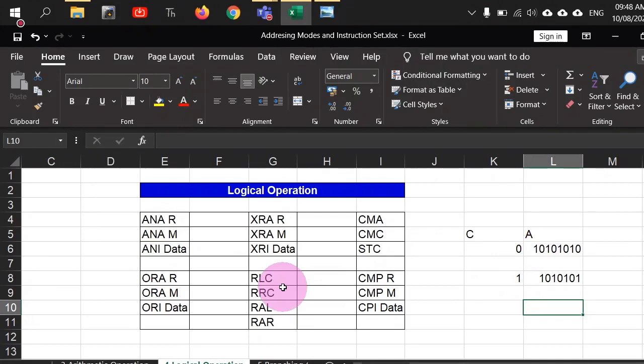So these are all rotation commands. Can you guess what could be the use of having such an operation inside a microprocessor? For what purposes these rotation commands could be used? Multiplication, division. How?